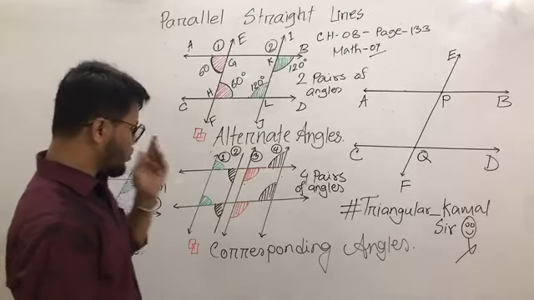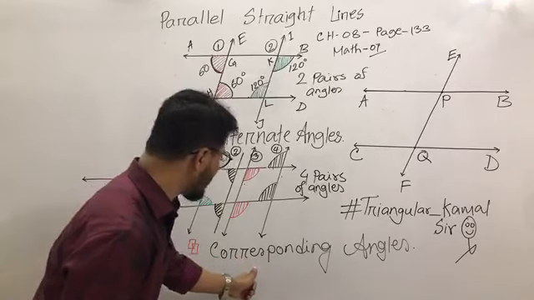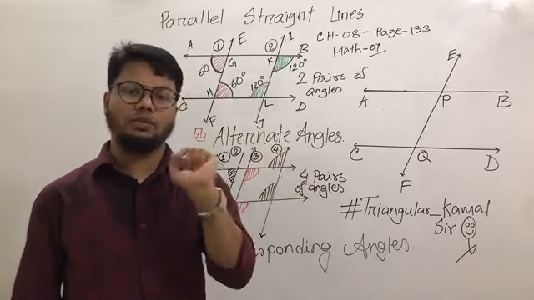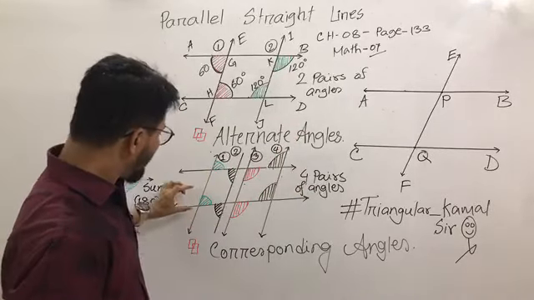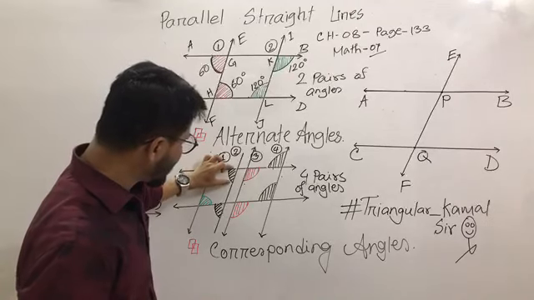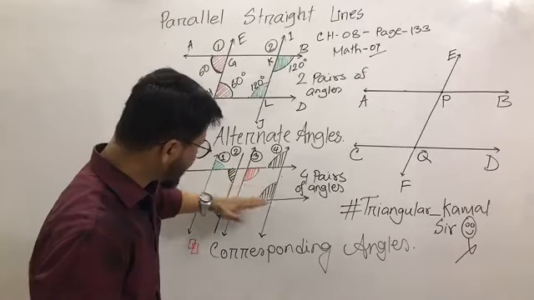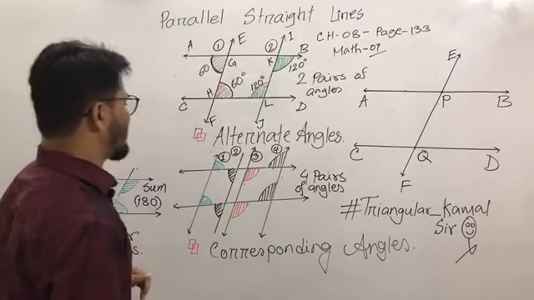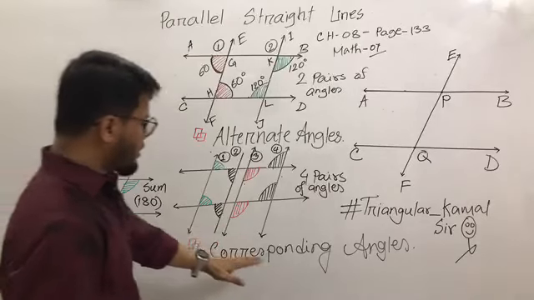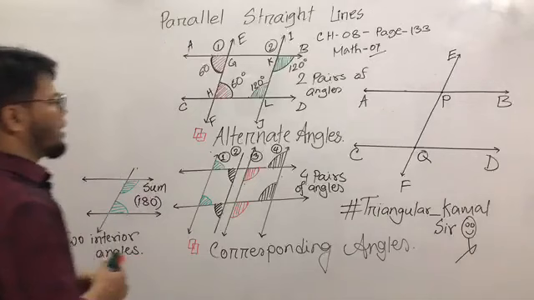Here it is the same. So students, please give attention. Corresponding angles are always on the same side of the transversal. One angle is inside the parallel lines, and the other angle is outside the parallel lines. So these are the 4 pairs of corresponding angles in parallel lines.